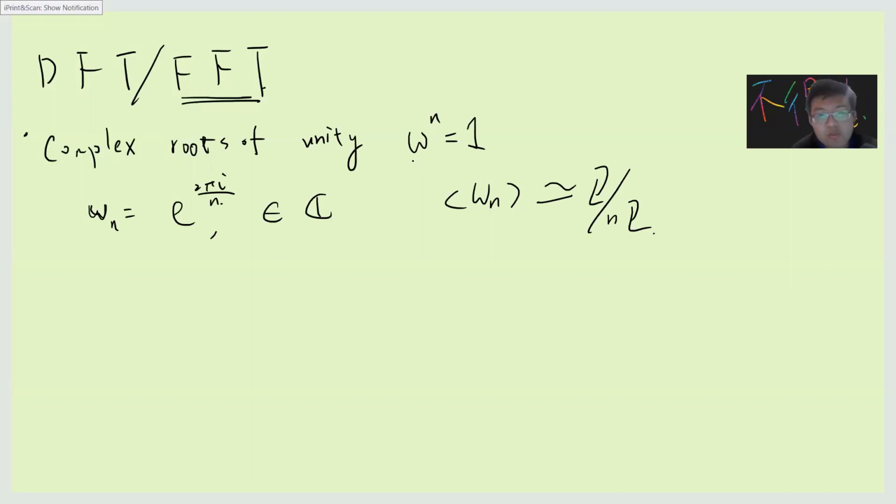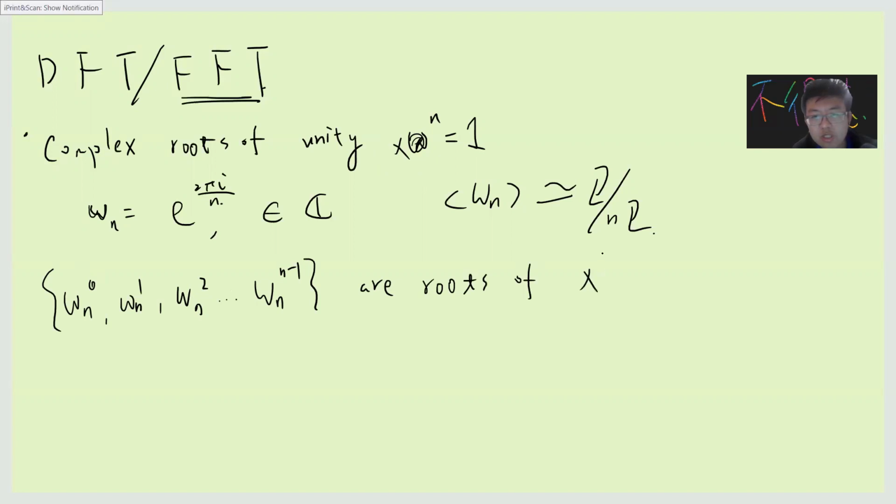The roots of x^n = 1 are omega_n^0, omega_n^1, omega_n^2, up to omega_n^(n-1). These are all the roots of x^n = 1, and by the fundamental theorem of algebra, this equation has n roots, so we have found all n roots.